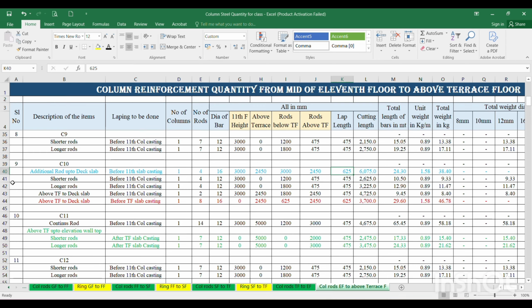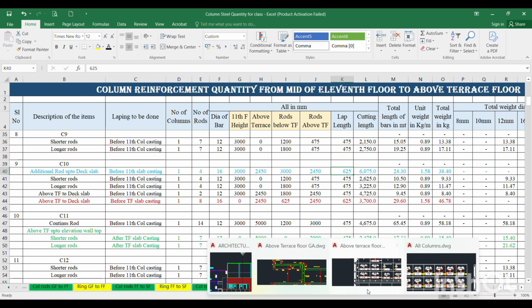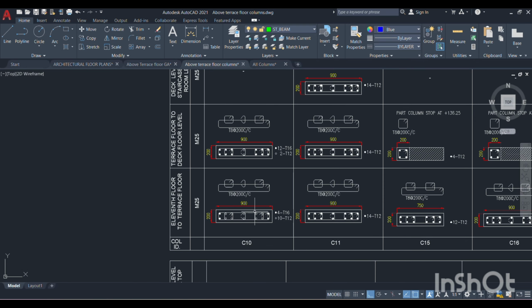And similarly, there is another 4 number of 12, 4 number of 12, and 2 number of 12. In this you see total 4 plus 4, 8 numbers. This 8 number of rod is there, here 4 and here 4. This 4 number of 12 and this 4 number of 12 is going up to terrace floor and terminating at the terrace floor, and from terrace floor onwards it is changing into 16 mm.